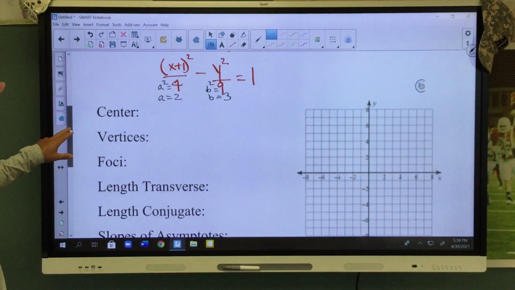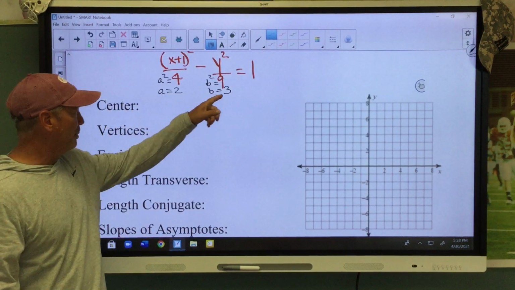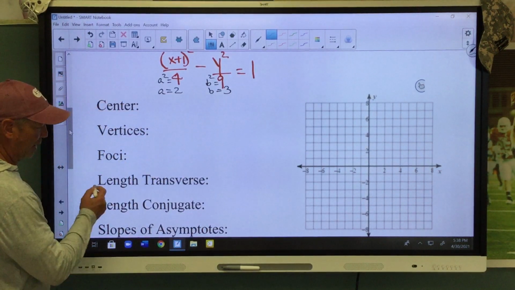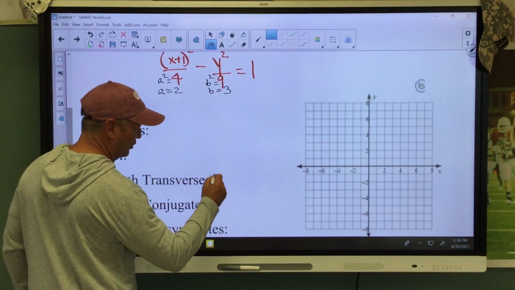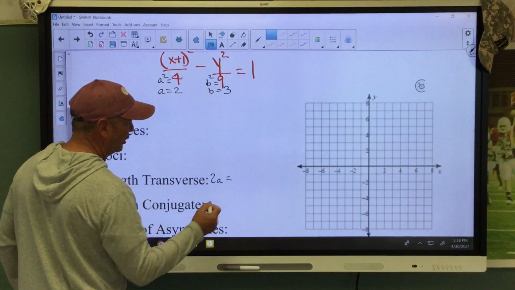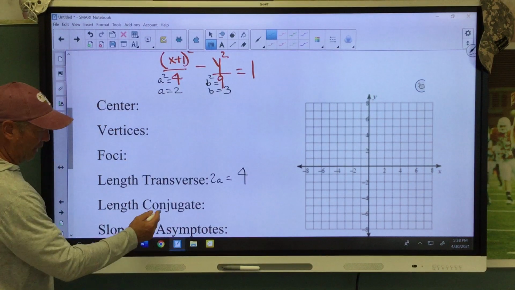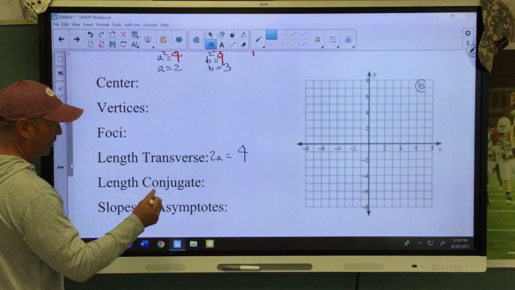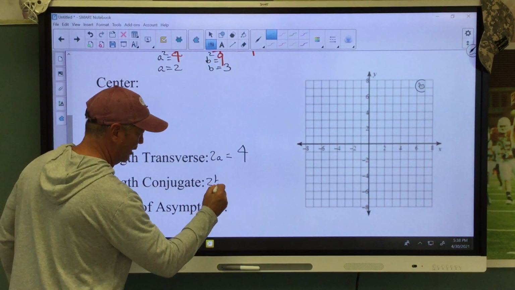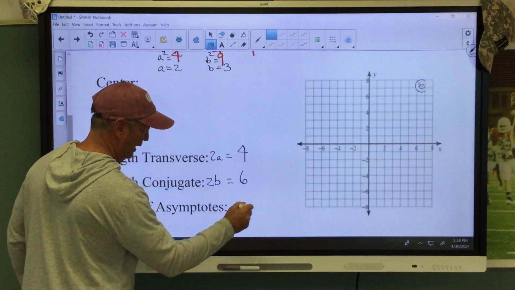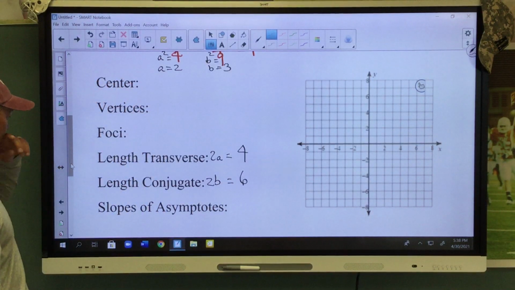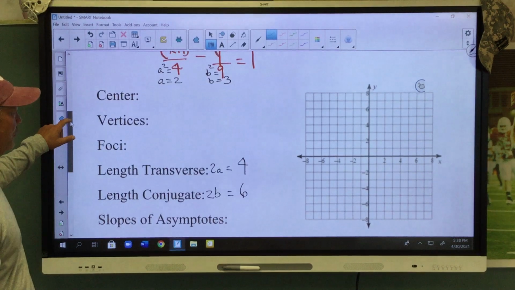Now, if you wanted to, now that you know that a is 2 and b is 3, we know that the length of the transverse axis is 2a. So 2 times a is 4. We know the length of the conjugate axis is 2b. So 2 times 3 is 6. You can take care of those real quick.